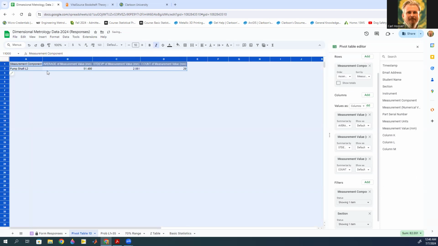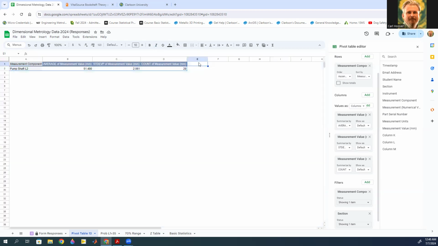So for pump shaft length L2, we have a mean of 51.490, a standard deviation of 2.061 with 29 measurements from section 10. And we have what we'll call X prime given as the true mean, in millimeters, and that is 50, okay? We're asked to find the chance that our result is random chance alone, the probability of our result being random chance alone.